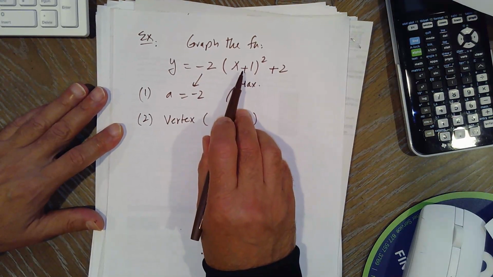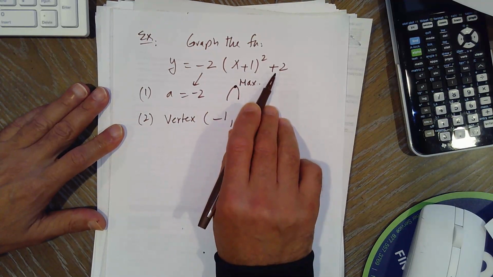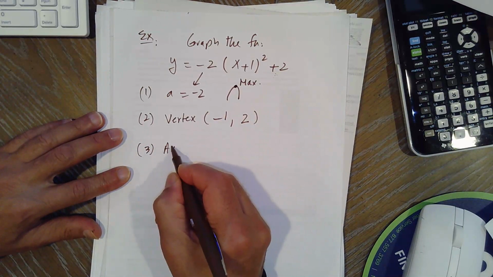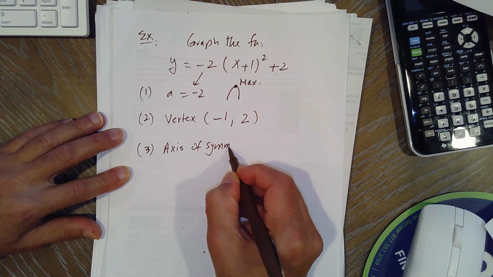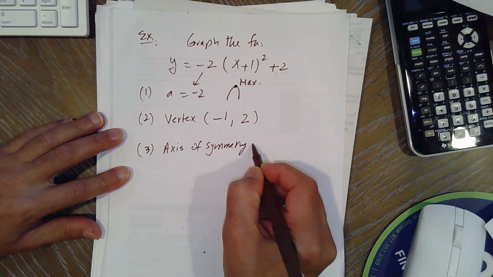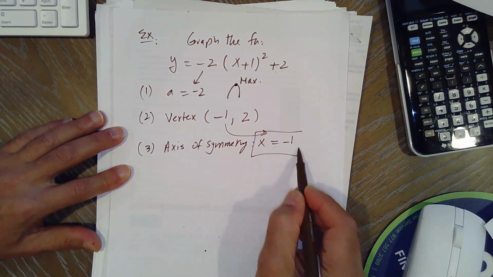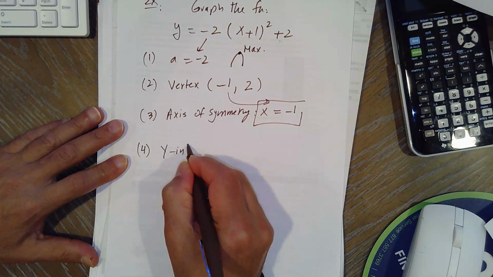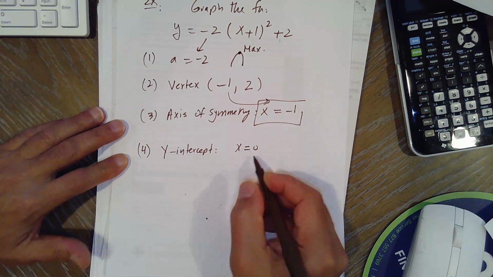Again, we start inside the parentheses. My x value is the opposite of this. The y value is exactly that. The axis of symmetry is x equal to the x value of the vertex. Then the y-intercept, we put in a 0 for x and then solve for y.